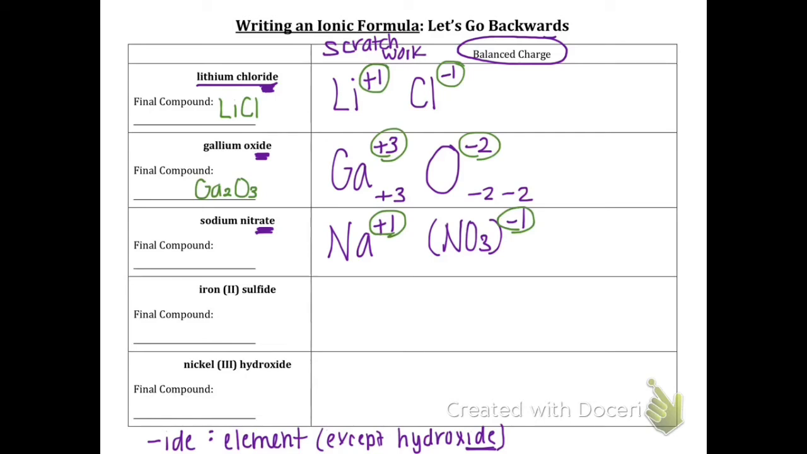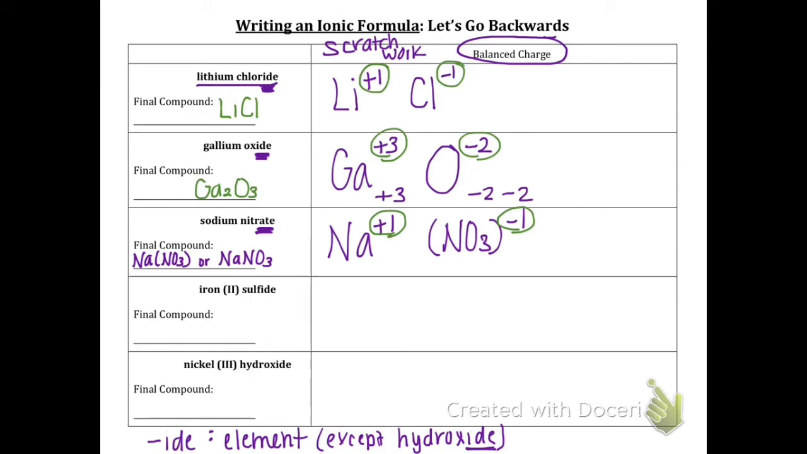So remember, you can write it 2 ways. You can write it like NaNO3, or you can take out the parentheses because you only have 1 of them. So it can either look like that or that.